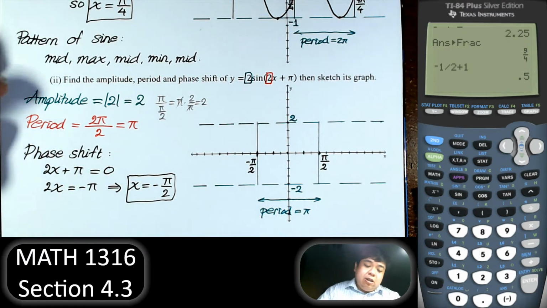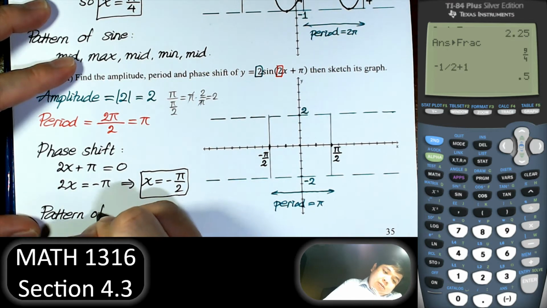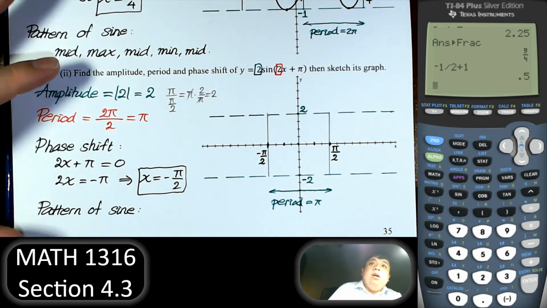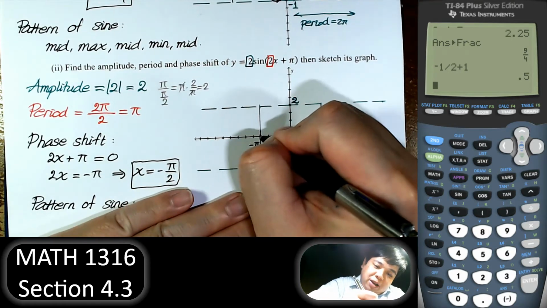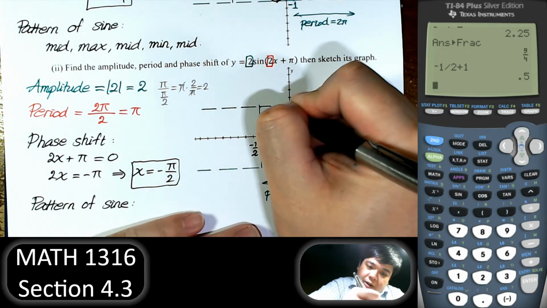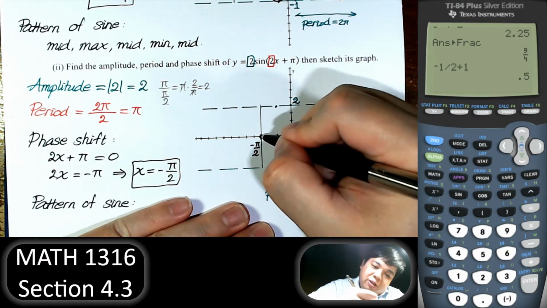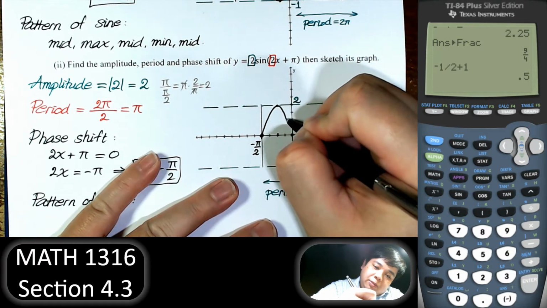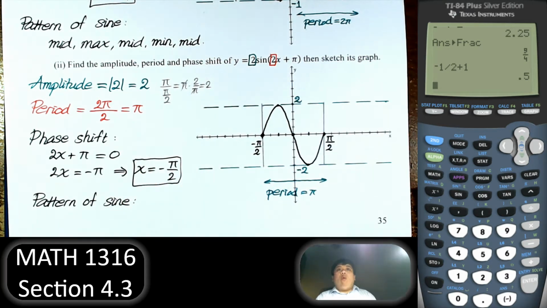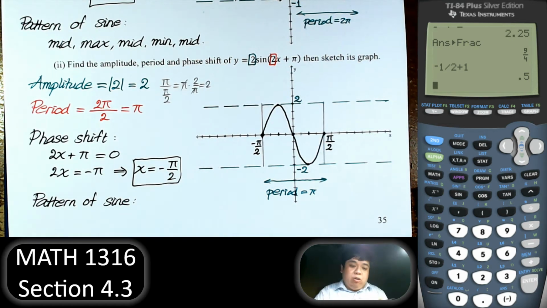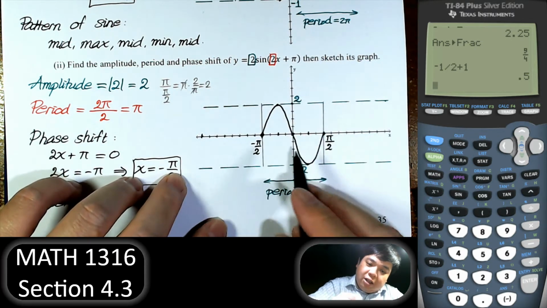And then the pattern, this is sine again, so the pattern is going to be that. So middle, max, middle, min, back to the middle. That is the graph of one period. Now we just copy and paste this throughout the whole number line. 1, 2, 3, 4, 5, 6, 7, 8. That's the same.